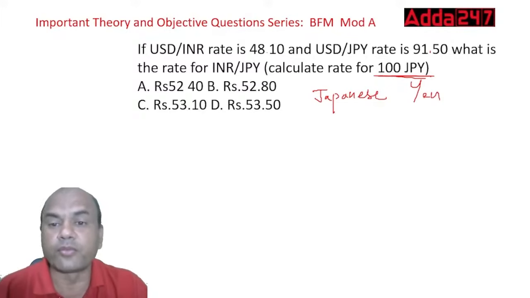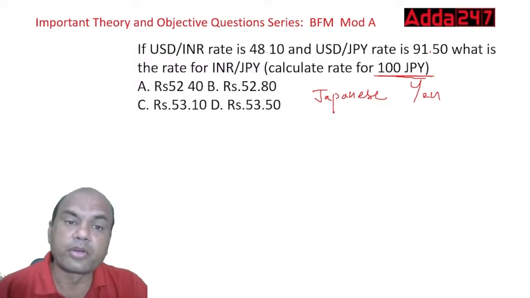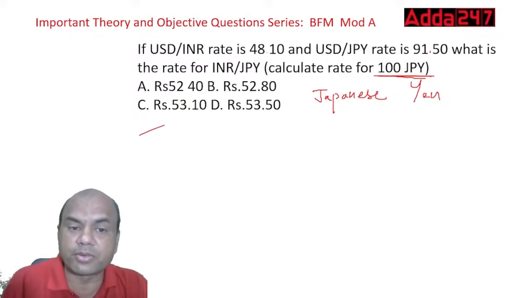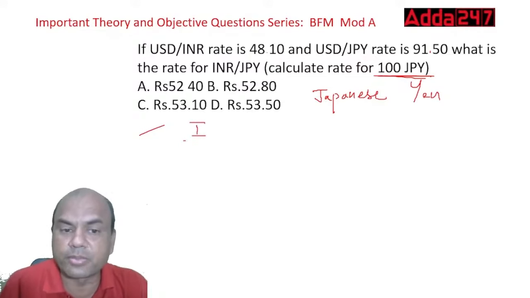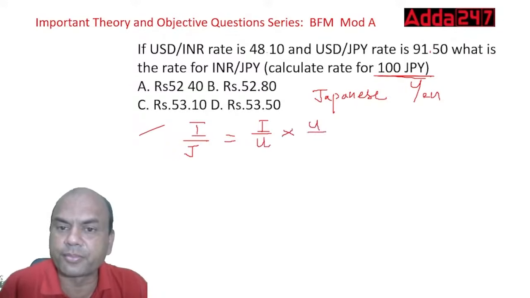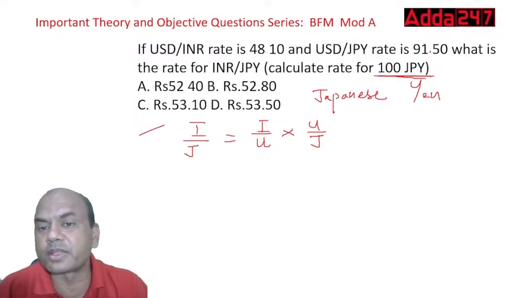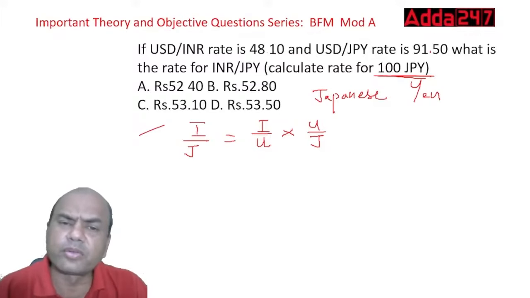Okay, so now Japanese yen. What is the rate now? You want INR to JPY. See here, it is INR to JPY we wanted. Again use the same chain rule. INR to USD, then USD to JPY. Are you having both the rates? Are you having INR to USD? See here, USD to INR rate is given. INR to USD into USD to JPY. This is what you want. So how will you do this?